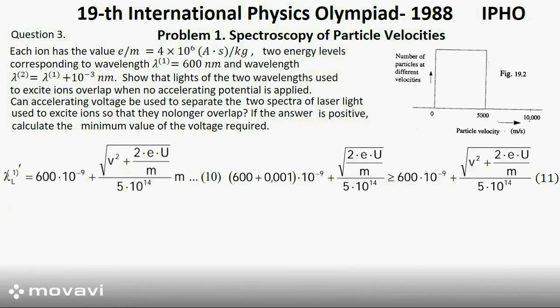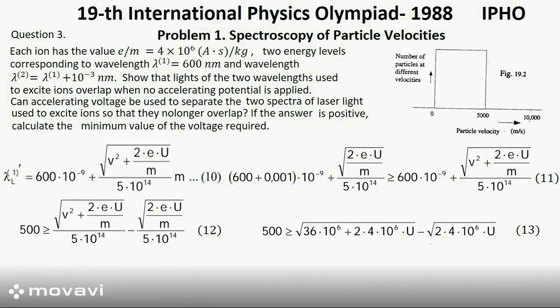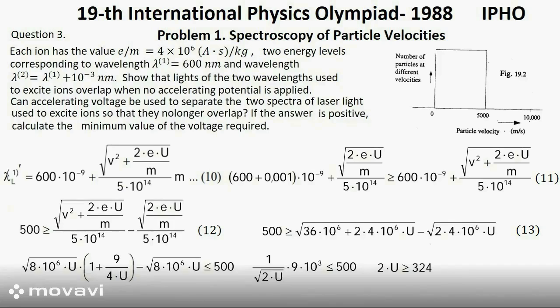Expression 10. Substitute lambda h2 prime from 8 and lambda L1 prime from 10 into 1, which gets inequality 11. This means 500 is greater than or equal to expression 12 or expression 13. Assume that U is of the order of 100 and over, then we have the next calculations, and finally we have U greater than or equal to 162 volts. The minimum value of accelerating voltage to avoid overlapping of absorption spectra is approximately 162 volts. That was the solution to question 3.